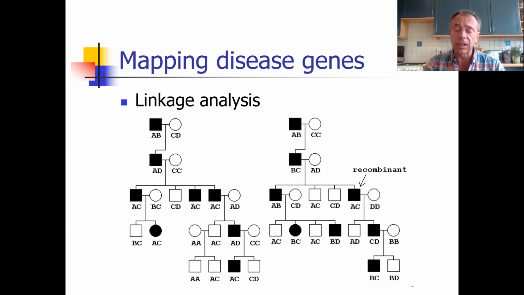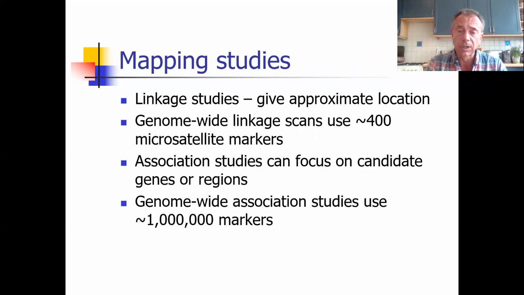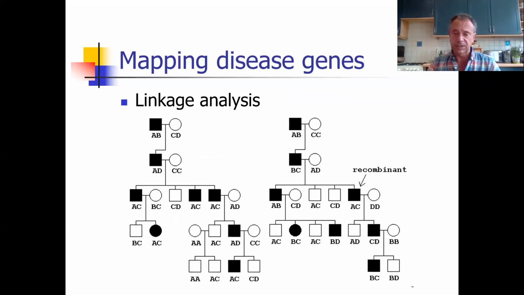So linkage analysis was the fundamental way in which the map of the human genome was built up, and was also used to localize genes for many Mendelian diseases. So it was a very effective method for localizing disease genes. Now, there's a few things I want to contrast between linkage and association.